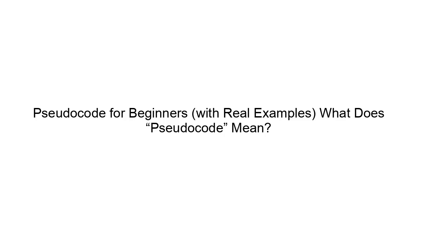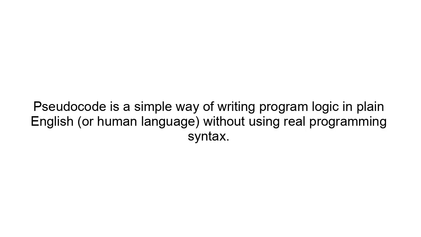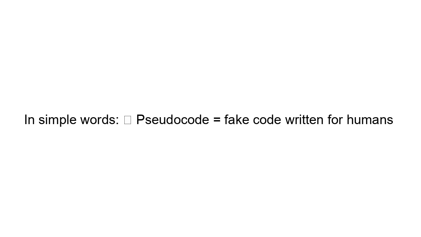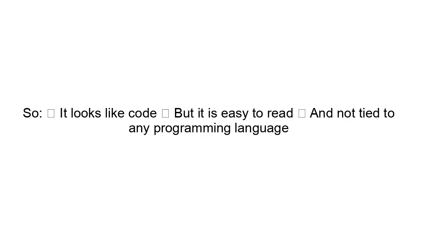Pseudocode for beginners, with real examples. What does pseudocode mean? Pseudocode is a simple way of writing program logic in plain English or human language without using real programming syntax. In simple words, pseudocode equals fake code written for humans. So, it looks like code, but it is easy to read and not tied to any programming language.